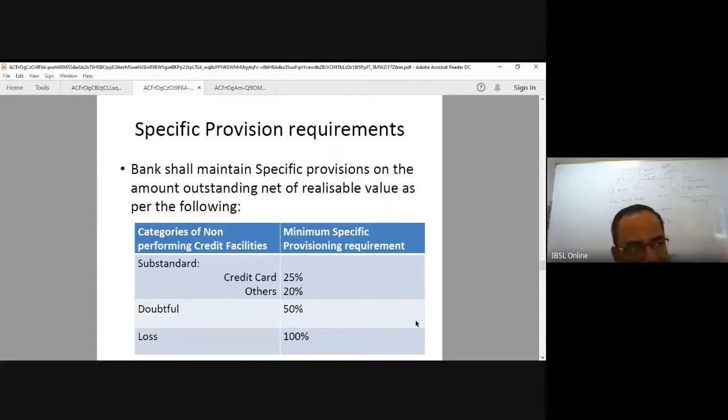Now, let's say you have a property taken as security, which has a for sale value of, let's say, 120 million. You have for sale value 120 million, you have taken as security. Now, what you will do, your loan is 100 million.